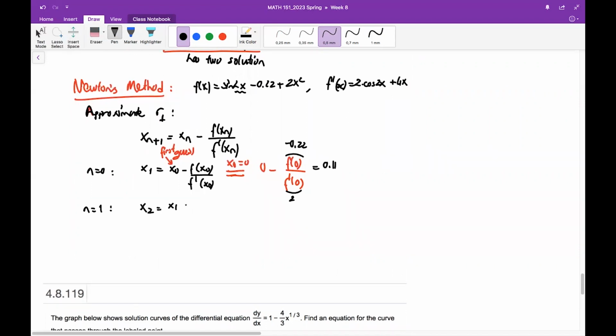So insert n equals 1. You will find this formula coming from Newton's method. Now you will insert whatever you find in the previous step for x1. x1 is computed as this number. So just insert it, 0.11. f of 0.11, f prime of 0.11.